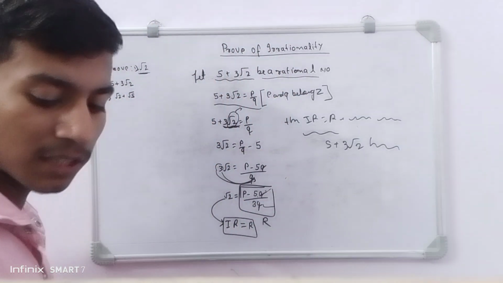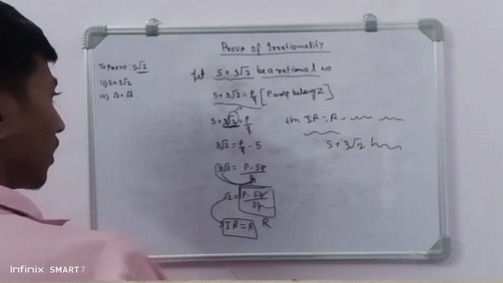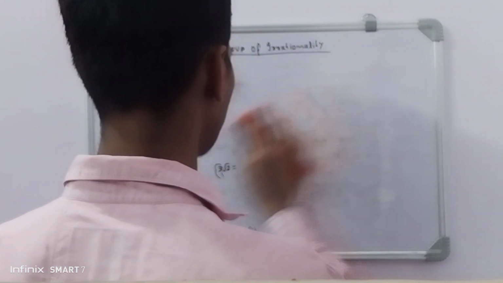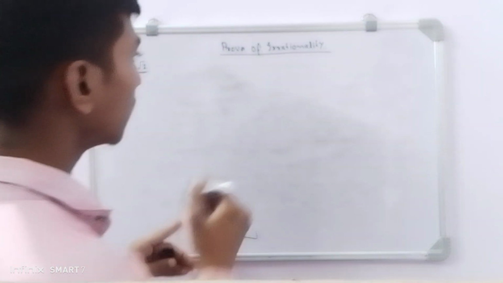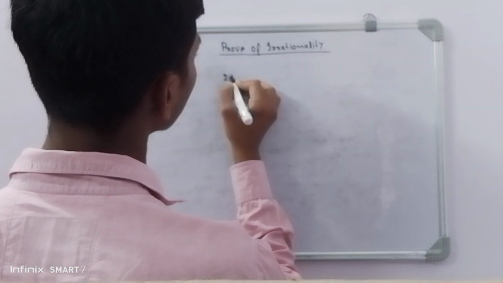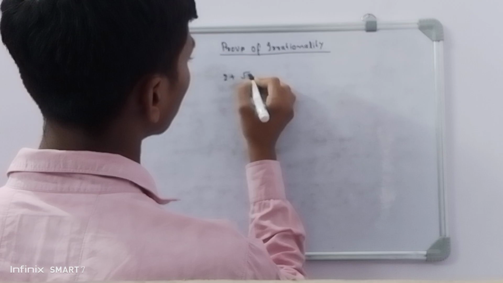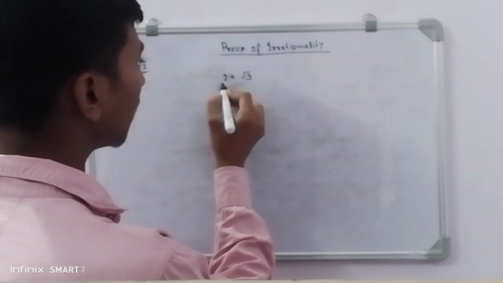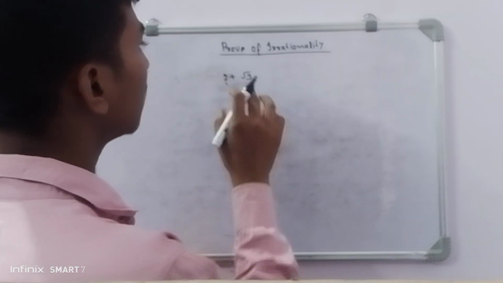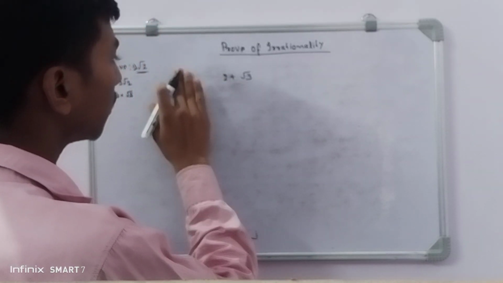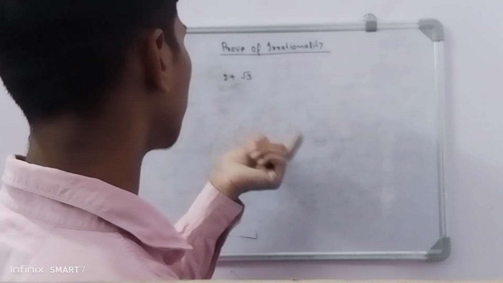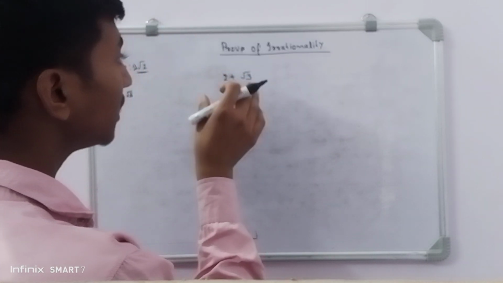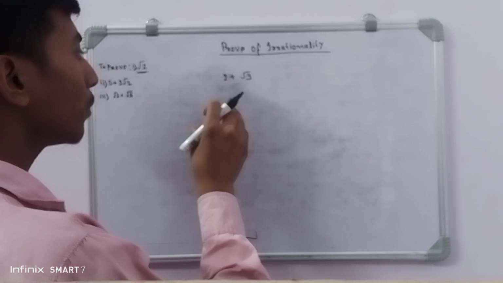Let's suppose another example to understand it more clearly. So let's suppose another number like 2 plus root 3. We have to prove that it is an irrational number. As we know, rational plus irrational is an irrational number. The sum of a rational and an irrational number is always an irrational number. So we have to prove that. For this we need to consider its opposite.